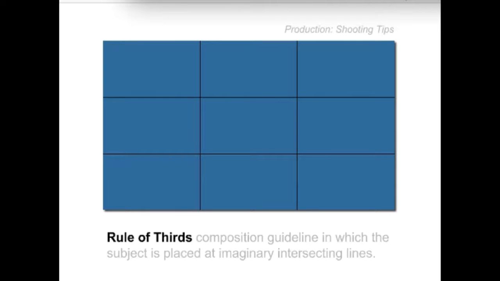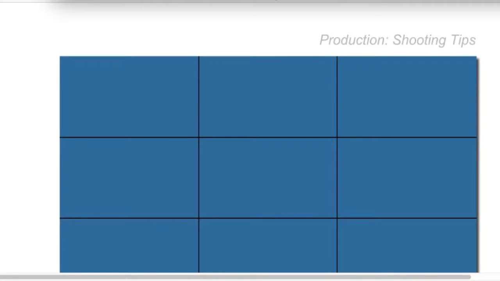And what you want to do, so let me see if I can remember how to do this, Mark. Oh, there it is. I'm trying to find the laser pointer. So what you'd want to do then is you'd want to put your subjects somewhere along where these lines intersect. These areas of the screen are often the dominant areas of the screen and are aesthetically pleasing to the eye.